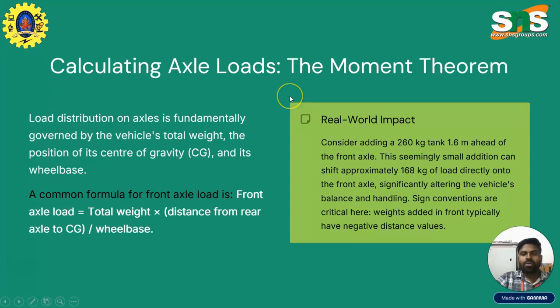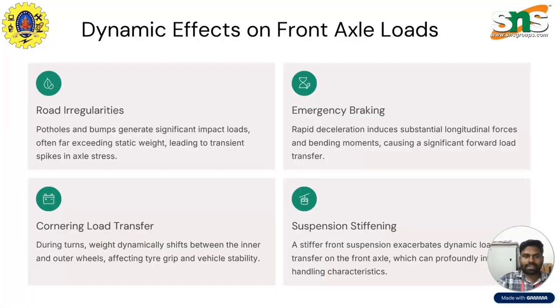Yes, as I said earlier, we have different loads acting on the vehicle axle. If you take the moment theorem, the load distribution on the axle is fundamentally governed by the vehicle's total weight, the position of its center of gravity, and its wheelbase. The front axle load can be calculated as the total weight of the vehicle multiplied by the distance from the rear axle to the center of gravity, divided by the entire wheelbase. Based on this formula, we can find the actual load acting on the vehicle axle.